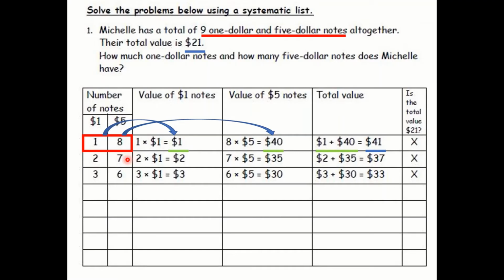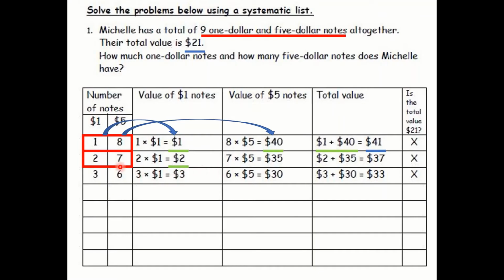So let's try a second step. Other than using 8 $5 notes, we decrease to 7 $5 notes. The question mentioned that the total number of $1 and $5 notes is 9 pieces. So if there are 7 $5 notes, that means we can only have 2 $1 notes. Now how do we calculate the value of the $1 note? Since there are 2 pieces, we take 2 times $1 and that will give us $2.